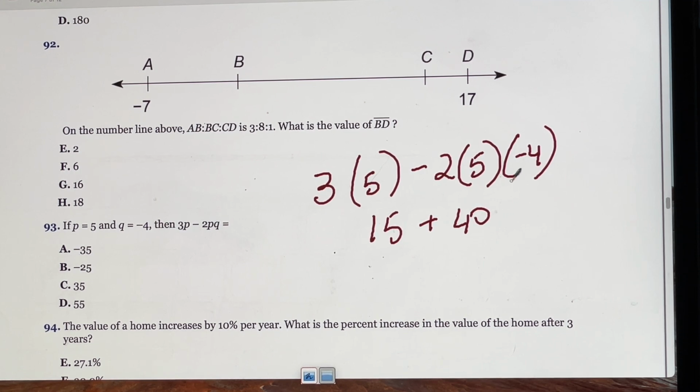Oops, did I do something wrong? 10, sorry, I can't multiply. 2 times 5 is 10. No, that's right, 40. And then 15 plus 40 is 55.